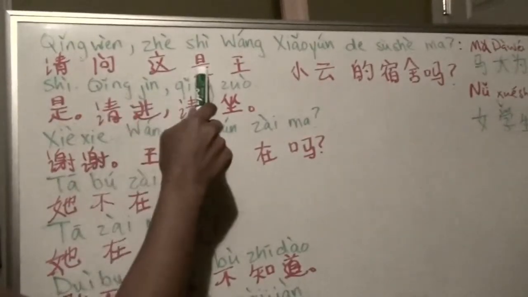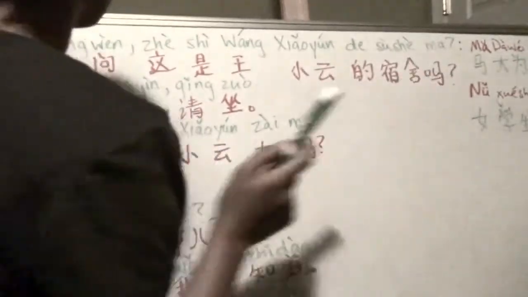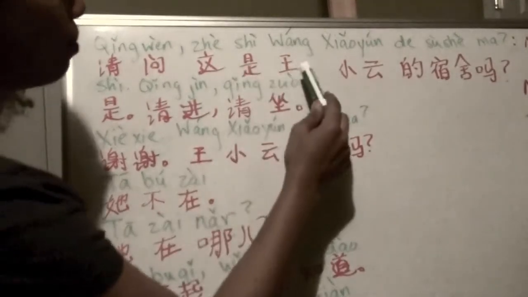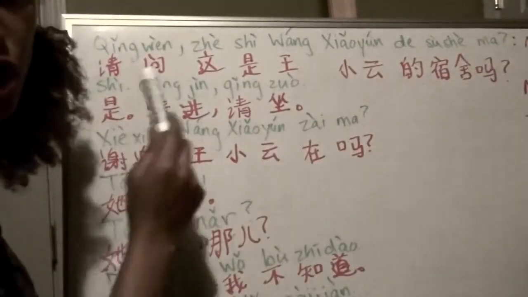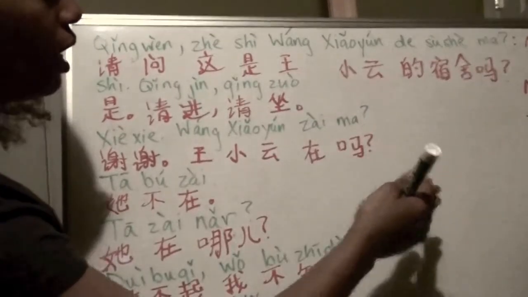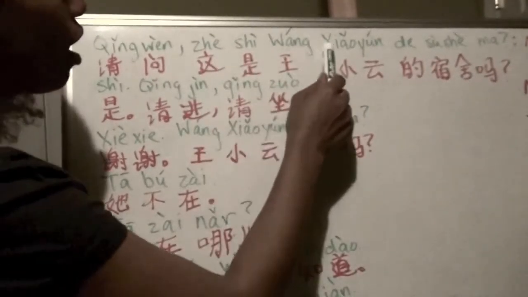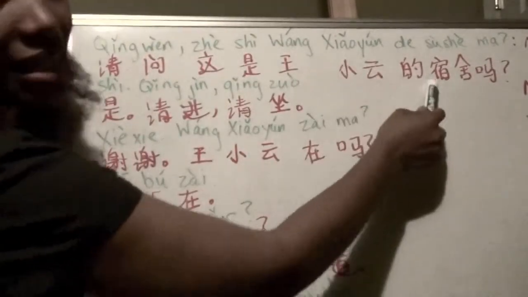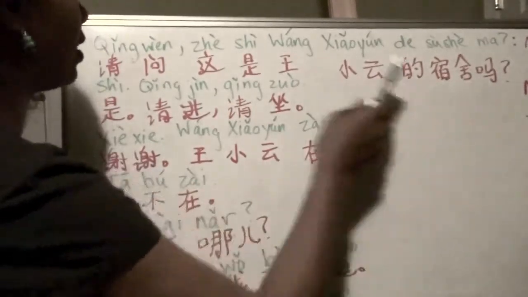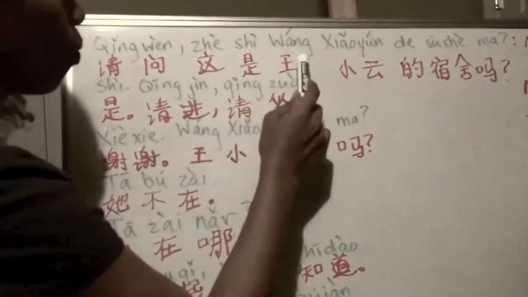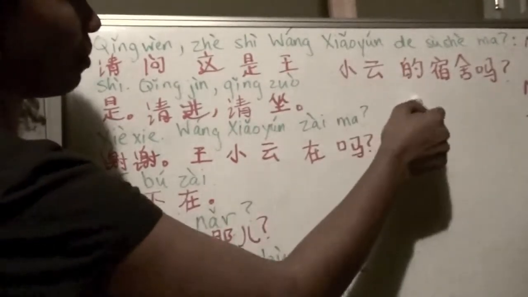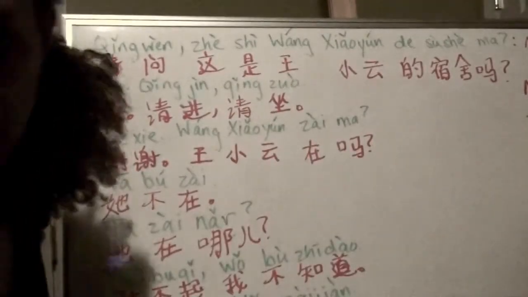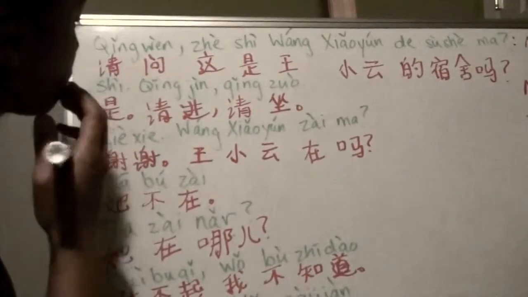Alright, so now to break the dialogue down for you. 请问这是王小媛的宿舍吗? 请问, may I ask. 这是 blah blah blah 吗, is this. 这是王小媛的宿舍吗? Wang Xiaoyuan, her name, the possessive is like an apostrophe S, 宿舍 dorm, 吗 question mark. Is this Wang Xiaoyuan's dorm?